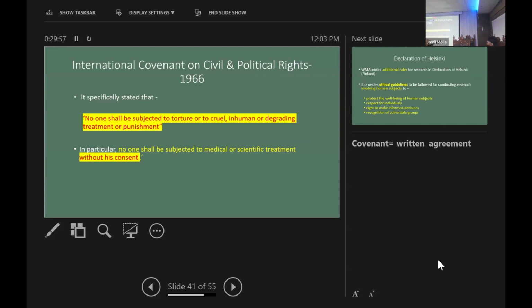Then again, this International Covenant, something that came in 1966. It says that no one shall be subject to torture or cruel, inhuman or degrading treatment or punishment. And no study can be done without consent. This is the declaration that was accepted in the International Covenant in 1966.